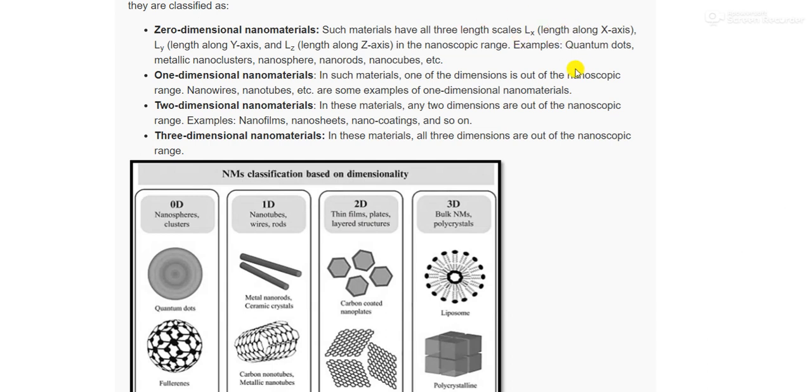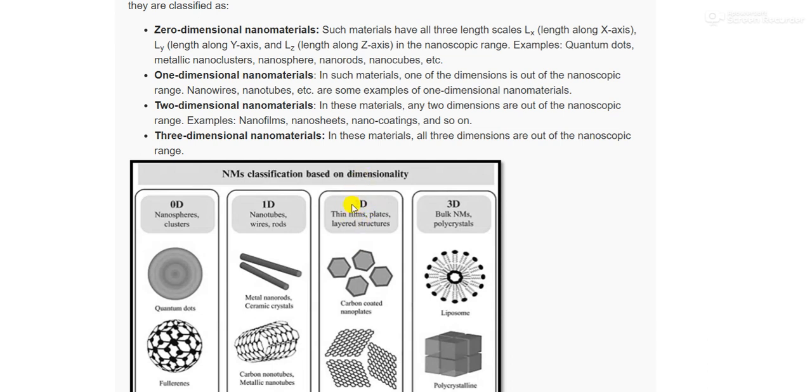That it is greater than 100 nanometer, while any one dimension will lie within the nano range. For example, you can see thin films. Thin films are two-dimensional nanomaterials.